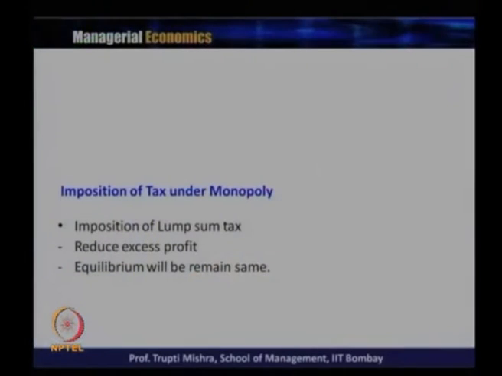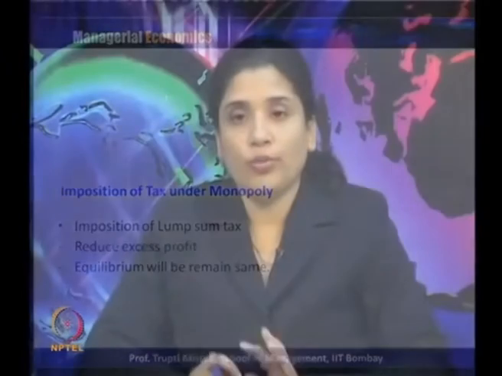First, in case of imposition of lump sum tax, as you know, a lump sum tax is generally fixed in nature, and if it is fixed, it will not affect much the equilibrium output and equilibrium price. It is like the effect of fixed cost, and when the fixed cost increases because of the lump sum tax, that reduces the excess profit the firm is getting. So, there is a reduction in profit, but the equilibrium will remain the same. There will be no change in the equilibrium price and the equilibrium output.